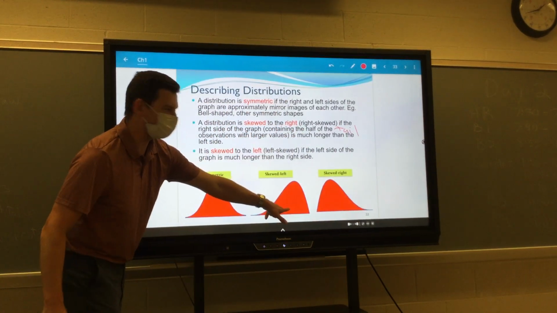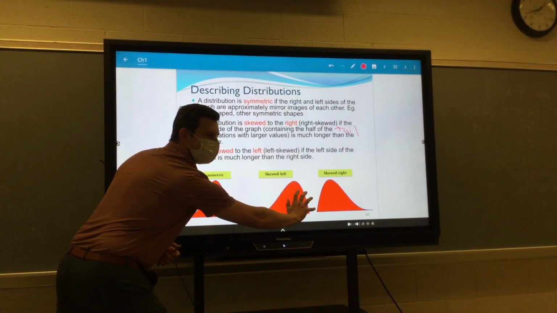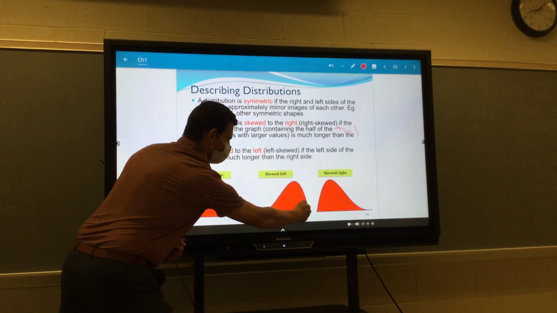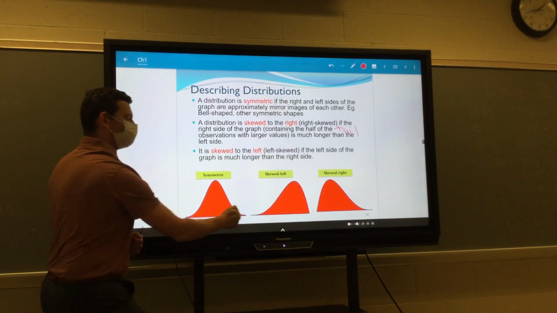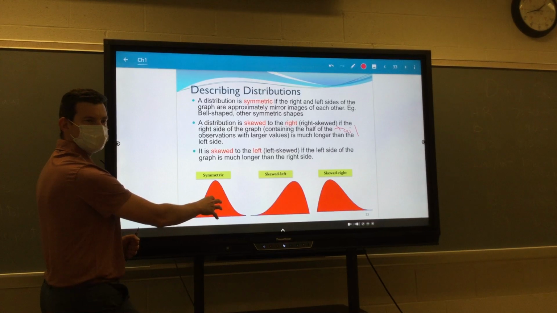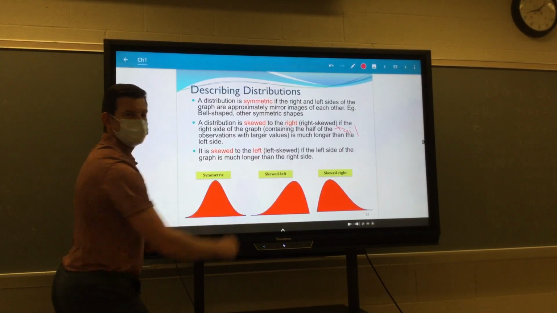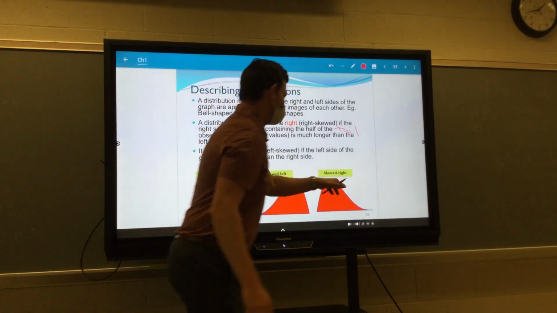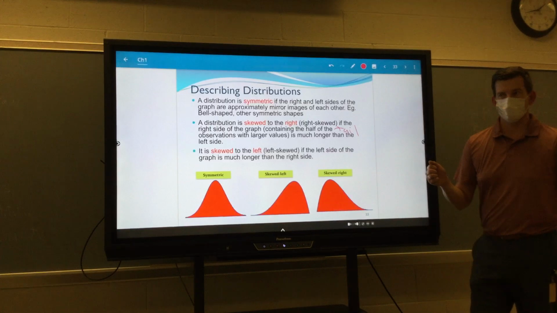So this data set right here is skewed to the left. We have most of the values really high, but then a couple of smaller values that are pulling this away from being a symmetric distribution. This tail extends to the left, so it is skewed to the left. This tail extends to the right, it is skewed to the right.